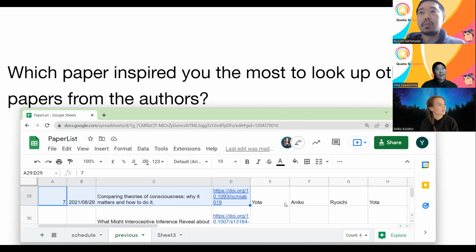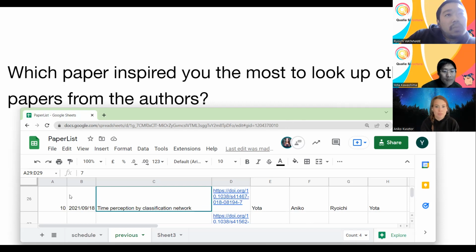Okay, so next is my turn, I think. I picked up the paper on time perception by classification network. In this paper, if I remember correctly, they discuss only the results from the neural network, and compare them with data from human behavior, not the neural activity from humans. In the follow-up papers, they presented the results from human activities. The paper we read during this journal club was really interesting, but it still had a missing part, which is the neural activity part. That's why I looked up the follow-up papers, and they addressed the whole question I had. So it was good.